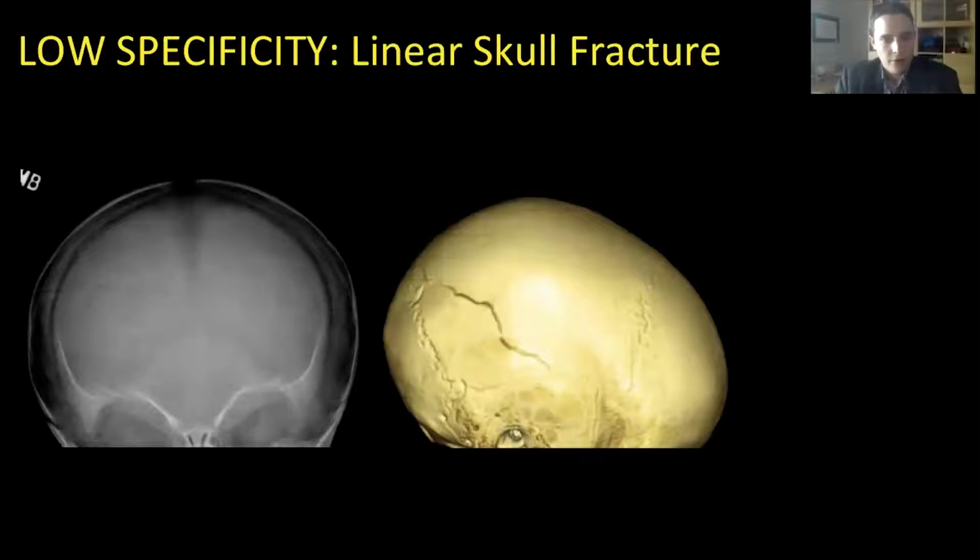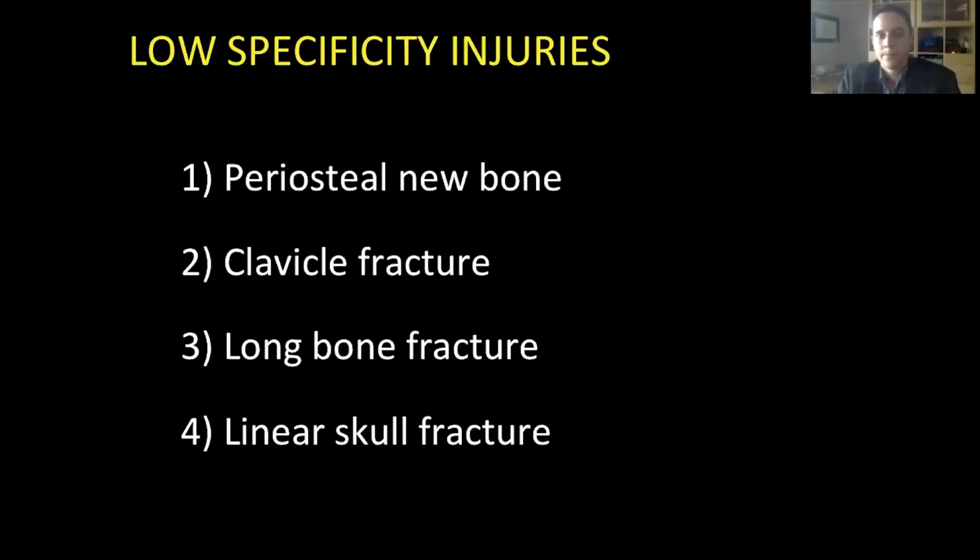You would think that all skull fractures ought to be concerning for abuse, but if you were to fall from a crib and land on a hard floor, you can get a skull fracture. It should be a linear skull fracture, as we see here in this X-ray and 3D CT reformat. Not that it couldn't be due to abuse, it's just, it's not specific. So these, again, were the low specificity injuries.